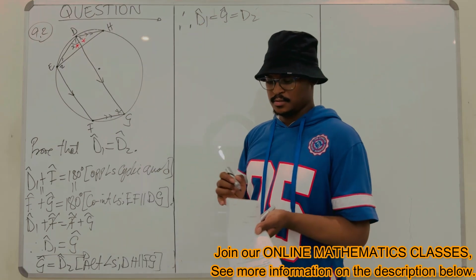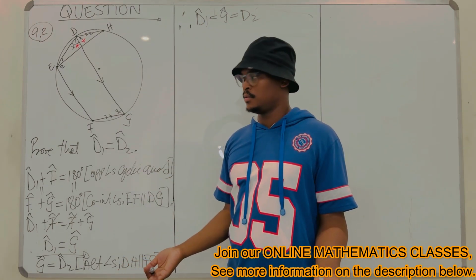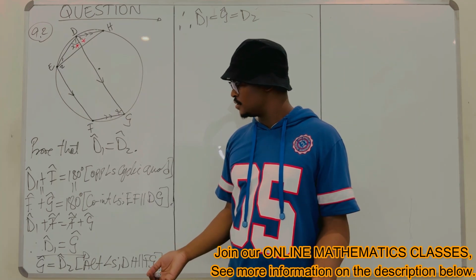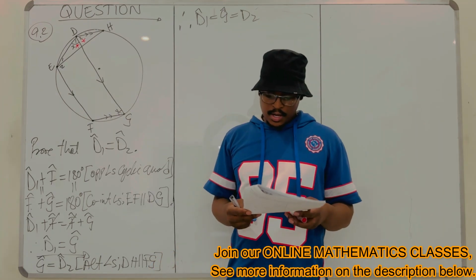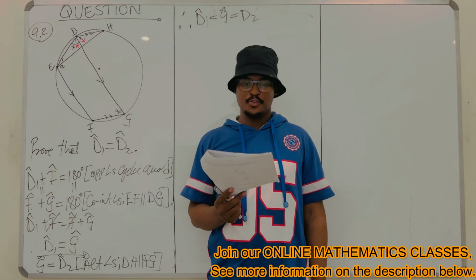This is equal to that, because they're both equal to the same G, so they should be equal. Right? And I'm done with this question.